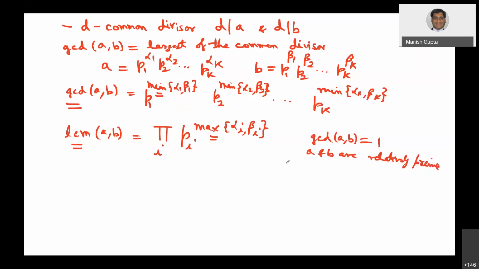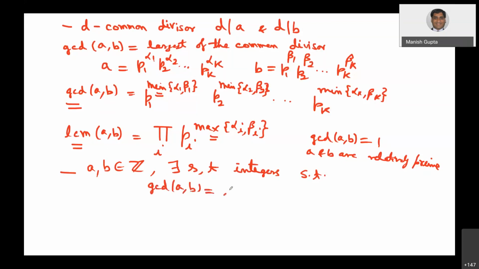Two numbers a and b are co-prime, or relatively prime, if the GCD of the two numbers is 1. Then we have a very interesting result. If a and b are integers, then there exist integers s and t such that the greatest common divisor of a comma b can be written as s times a plus t times b.